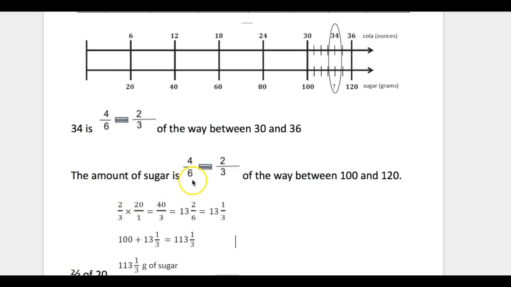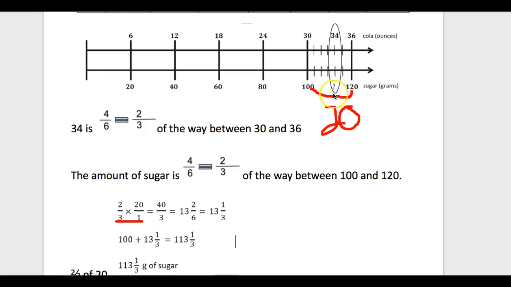We're taking the 4/6, the sugar, and working with 2/3 instead. 2/3 of the way between 100 and 120 would be 2/3 of 20, because from 100 to 120 is 20 steps, 20 pieces, however we want to look at it. So 2/3 of the way would be 2/3 of 20. Again, the 2/3 just comes from our 4/6. I'm just working with the simpler form. So the number we're looking for is 2/3 of 20, because it's not quite 20. If it was 20, it would be at the 120 mark.